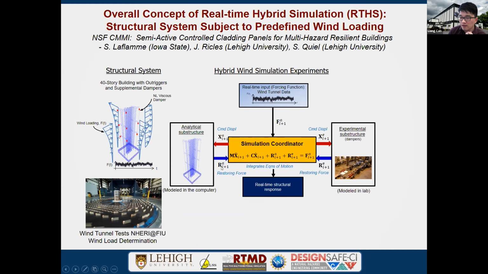So R sub A is the restoring force from the analytical substructures, and R sub E is the restoring force from the physical models in the lab, which is typically obtained by load cells. We combine those restoring forces with the inertial force and the structural damping force. And F is the wind force we obtain from the wind tunnel test. Then we are able to use the simulation coordinator to calculate the real-time structural response. This is the general concept of real-time hybrid simulations.